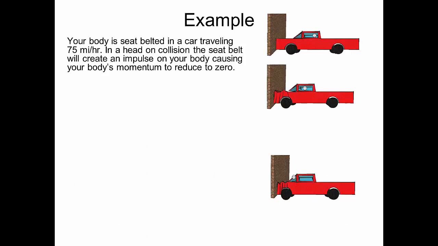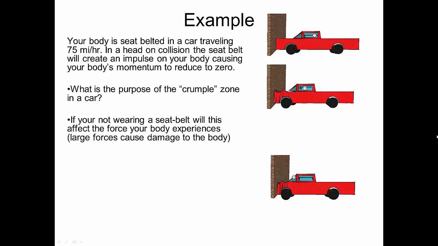Here's another example related to impulse and momentum. Your body is seatbelted into a car traveling 75 miles an hour. In a head-on collision, the seatbelt creates an impulse on your body that causes your body's momentum to reduce to 0. What's the purpose of the crumple zone in the car? Notice in this truck that when the truck hits the wall, the front of the truck crumples. If you're not wearing a seatbelt, will this crumple zone affect the force that your body experiences?